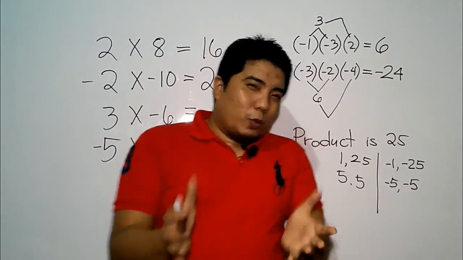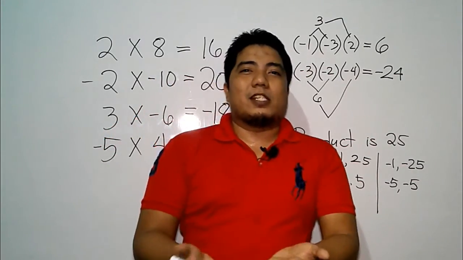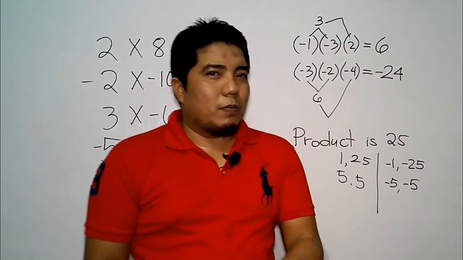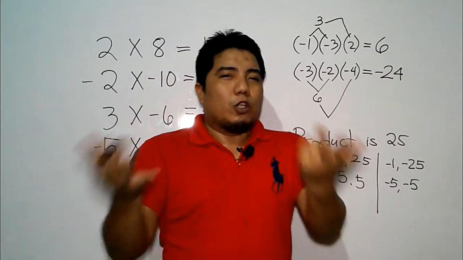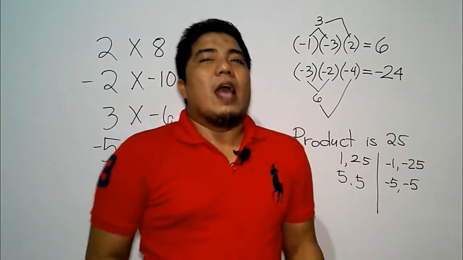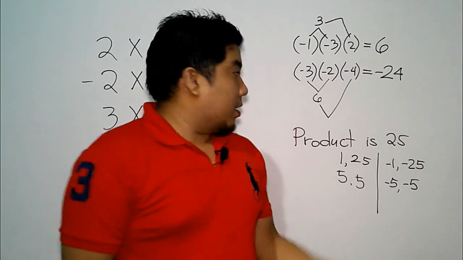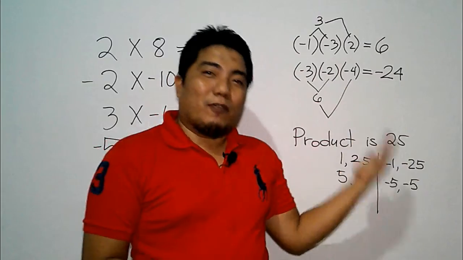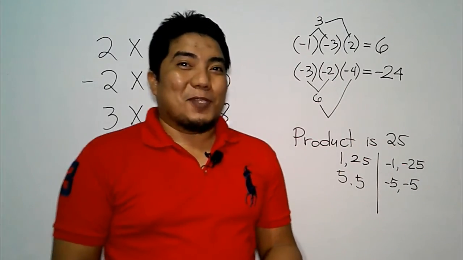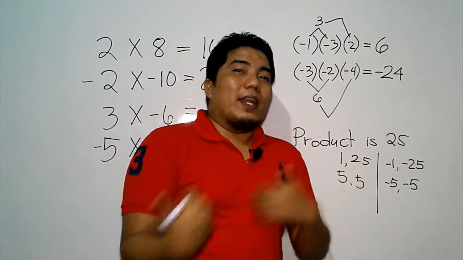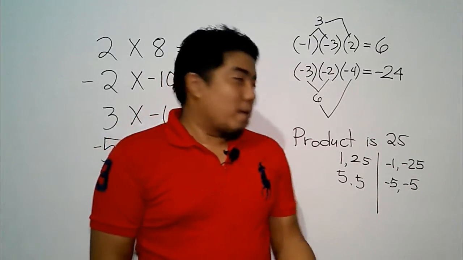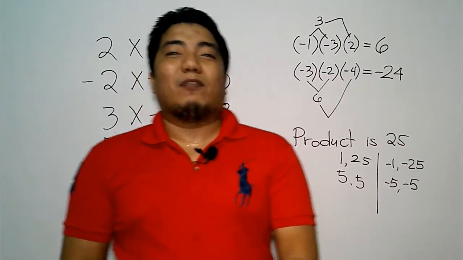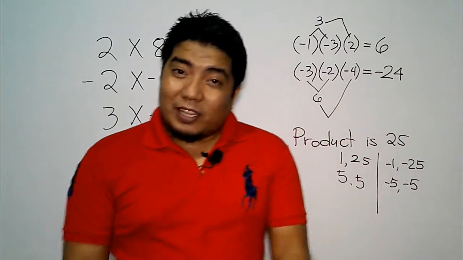So, in doing this kind of process, if you are asked how many pairs of factors, two factors considered a pair, can you make from 25? Okay, so you have 4 pairs of factors. Because you can make 1 and 25, 5 and 5. We have negative 5 and negative 5, and we have negative 1 and negative 25.